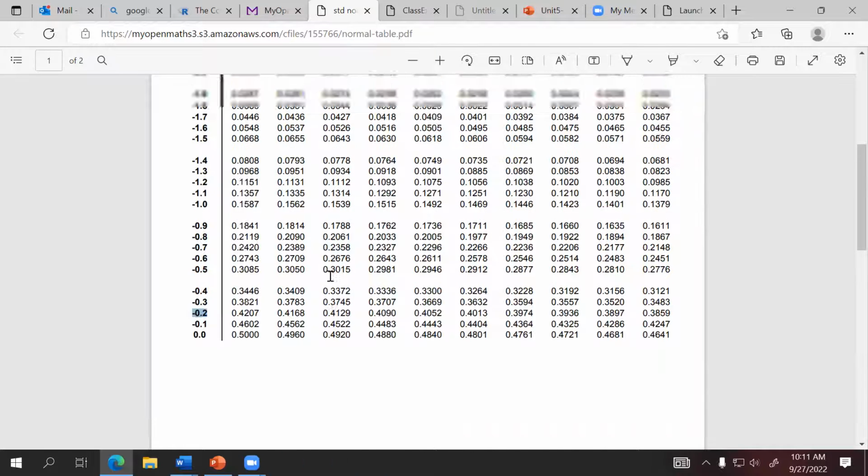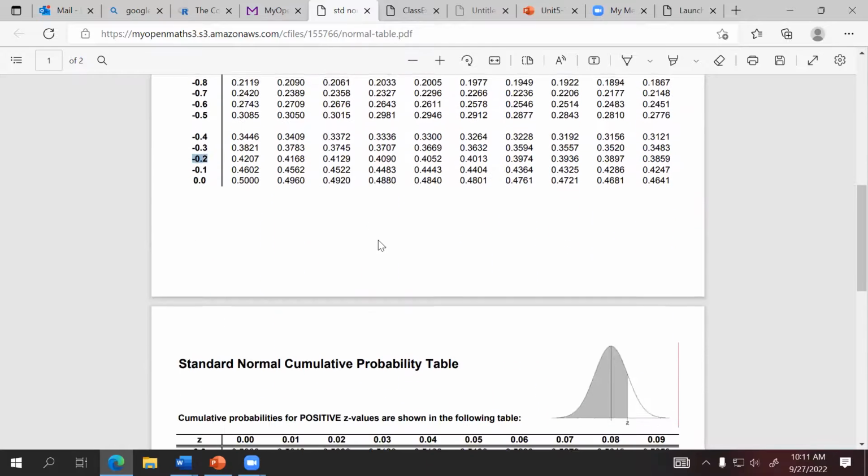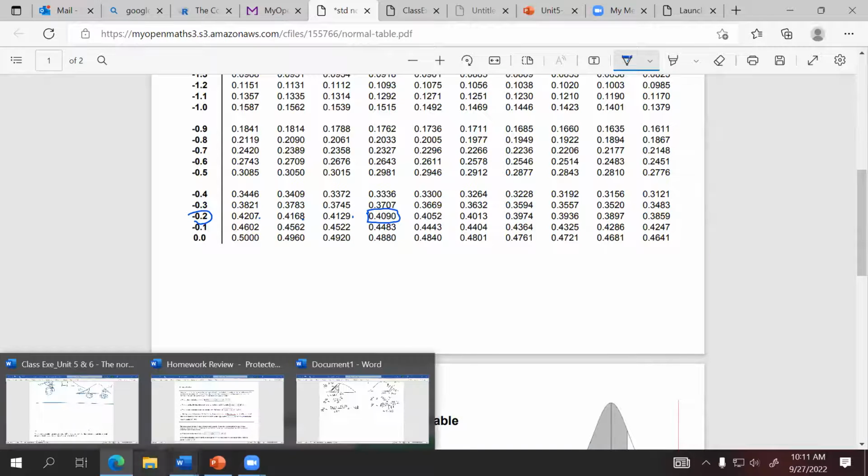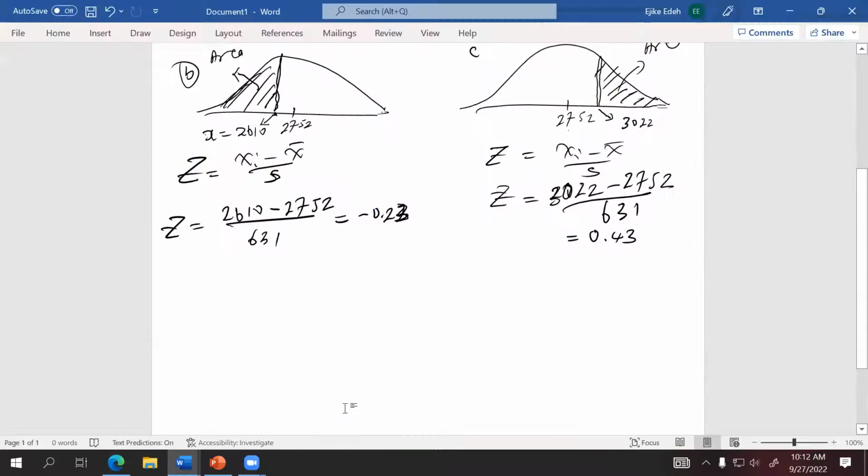We're looking for 0.23. We know that should be the fourth column, right? So this is 0, 1, 2, 3. So we are interested in this value here. Okay, and that is your area. In this case, this is your final answer because area is area. You don't need to convert it. Okay, so we have 0.4090 over here. So this should be the value of this area.